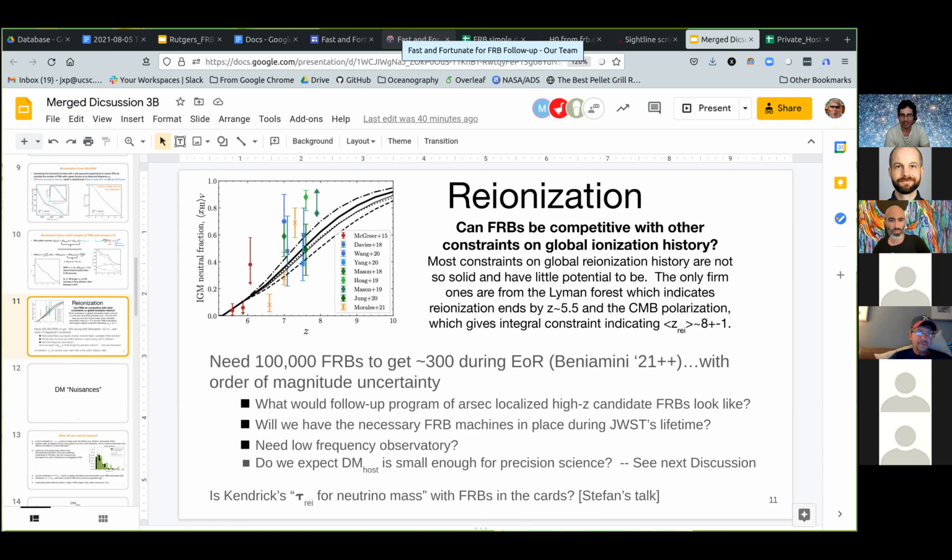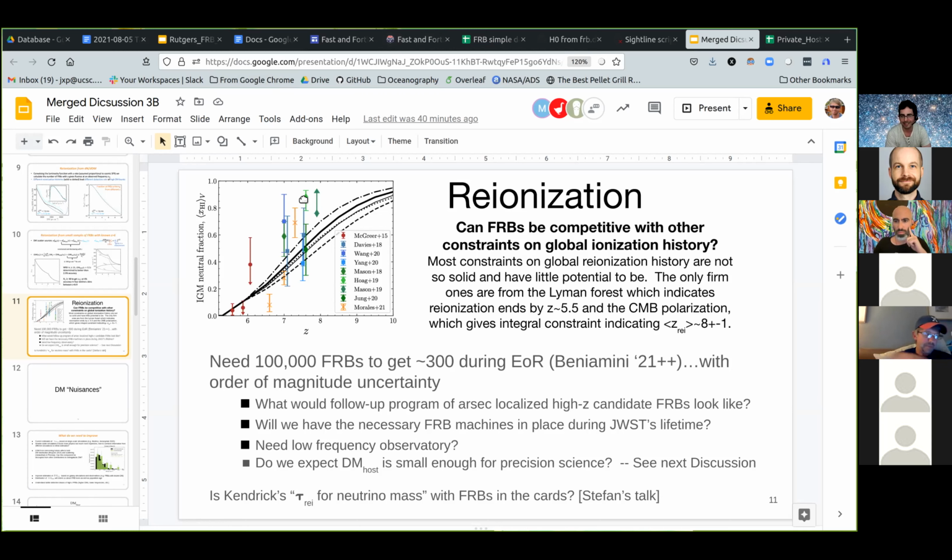I'm a person who's worked on reionization quite a bit, so I'm just going to give an overarching thought, which is that there are a zillion papers on reionization, and many of them are claiming constraints on the ionization history, but it turns out that other than the CMB, and then the Lyman alpha forest gives us a nice limit for when reionization has to end, it's just really hard. I think a lot of these constraints are very model dependent, and so I do think FRBs could play some role here.